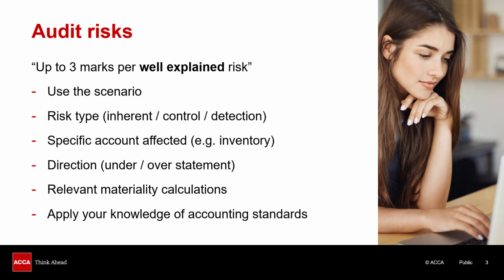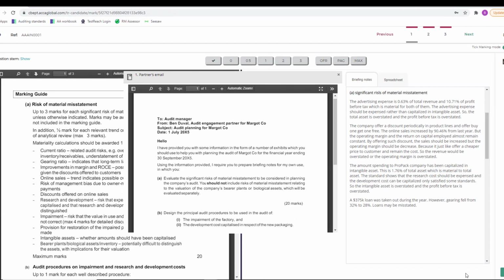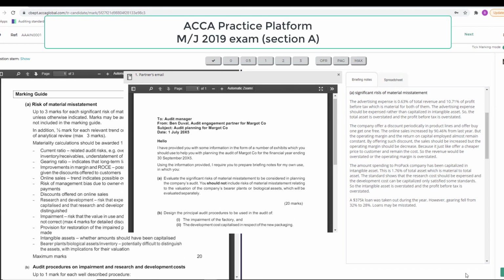Right, let's see these points in practice with an actual exam answer. We're here in the ACCA's practice platform, and we're using the March-June 2019 questions. Now, you can access these yourself from the ACCA's practice platform. And if you want to have a go at these questions first so that you really understand them, then it would be a really good idea to pause the recording here and have a go at question 1, the long case study question from this paper.